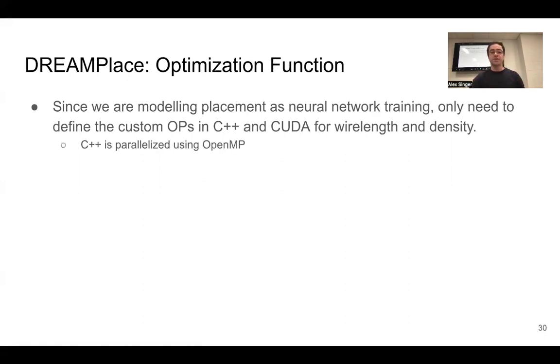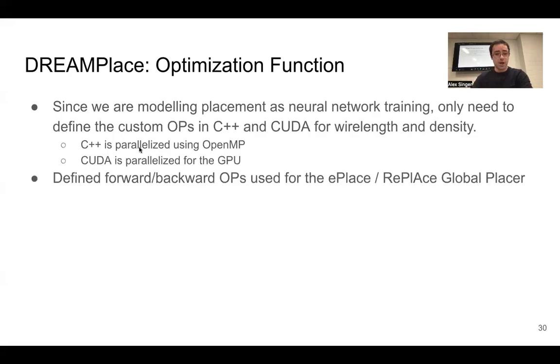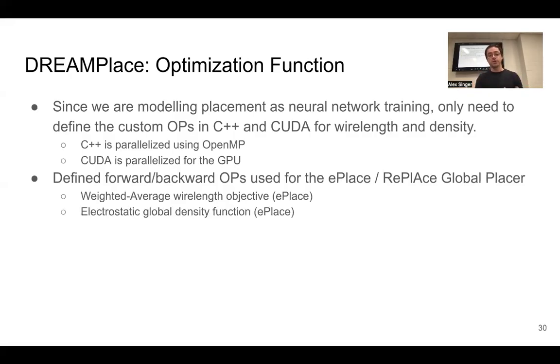The reason why we write it in C++ is because these neural network training tools like PyTorch give you the option to run on either C++ or CUDA, for CPU or GPU. So they wrote their C++ and parallelized it using OpenMP, and they wrote their GPU code in CUDA. They also needed to define forward and backward ops for both ePlace and RePlAce global placers. So they created a special op in GPU code specifically for the weighted average wire length objective, because this didn't already exist in PyTorch. They also needed to write one for the electrostatic global density function.